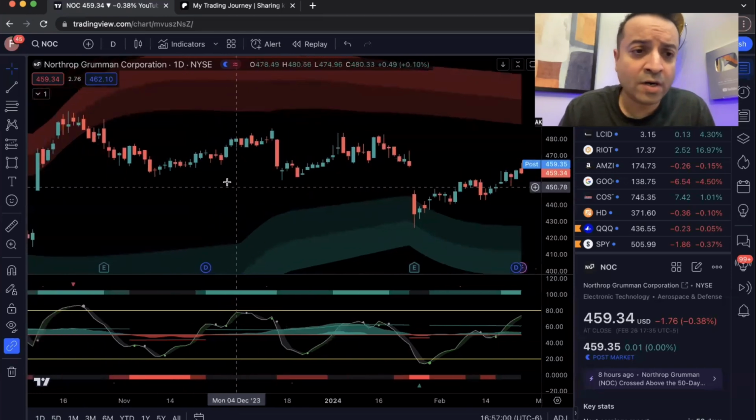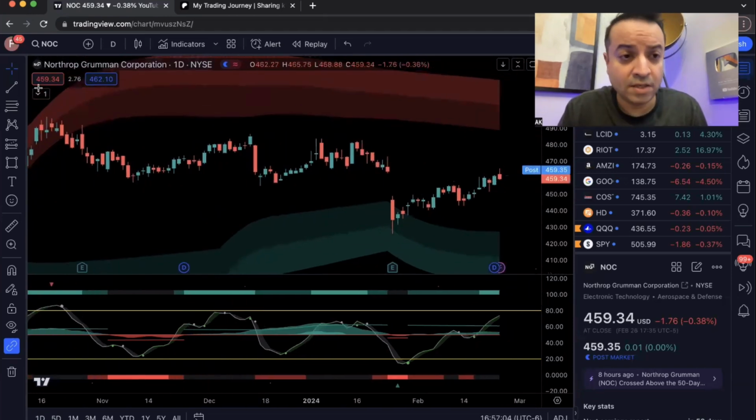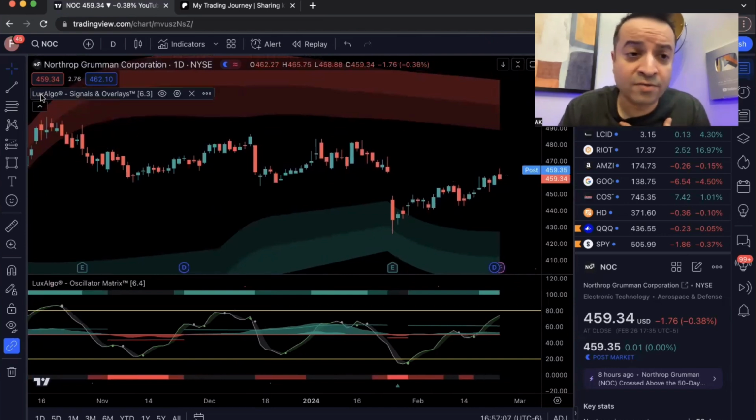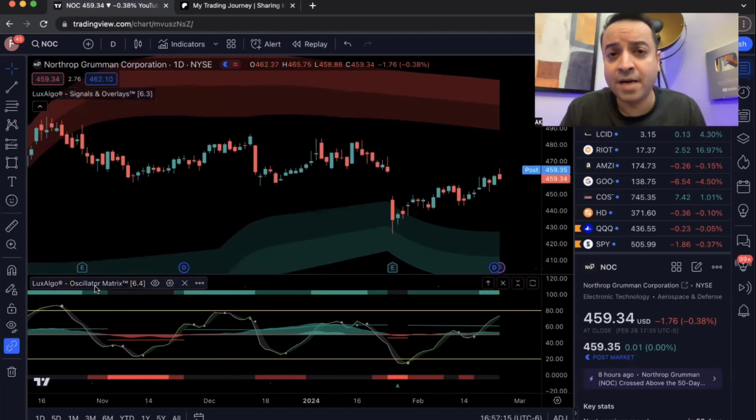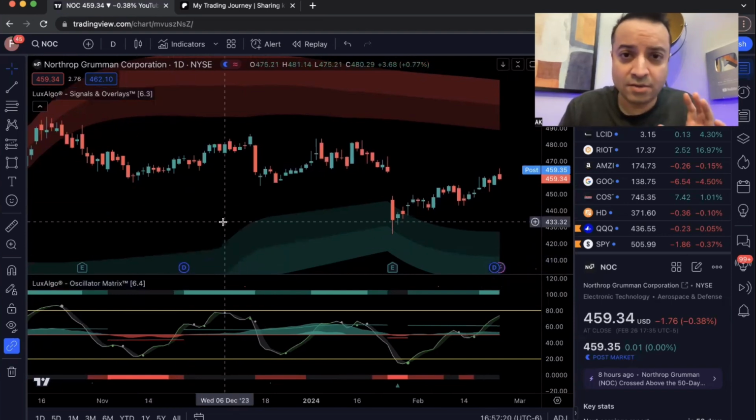The way this was going to work out, and I used two indicators in this, it's my favorite indicator that I use for all of my trading, the Lux Algo Premium. So the two Lux Algo Premium indicators from the suite that I used were signals and overlays and the oscillator matrix. Okay. And I didn't want to keep this chart too busy.